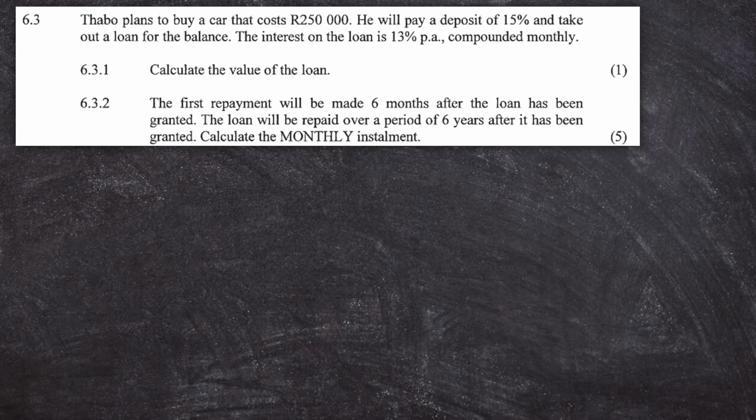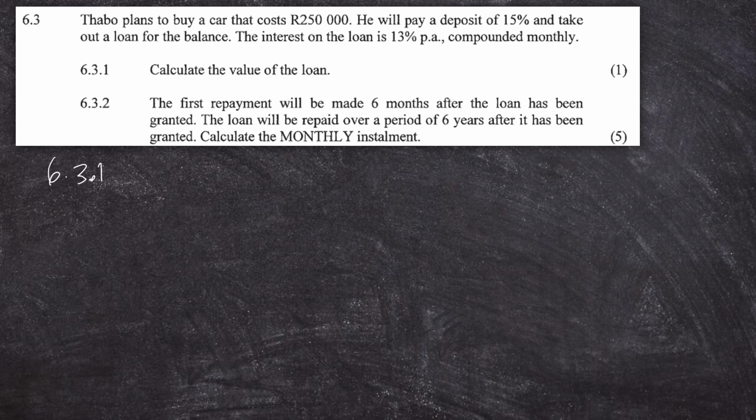Okay. It says Tabo plans to buy a car that costs 250,000 rands. He's going to pay a deposit of 15%, right? And he's going to take out a loan for the remaining balance, right? So the interest on the loan is 13% per annum compounded monthly. And the first one, 6.3.1. They want you to calculate the value of the loan that he must take. Hence, it's only 1 mark, right?